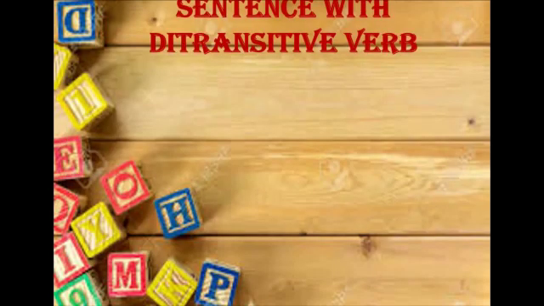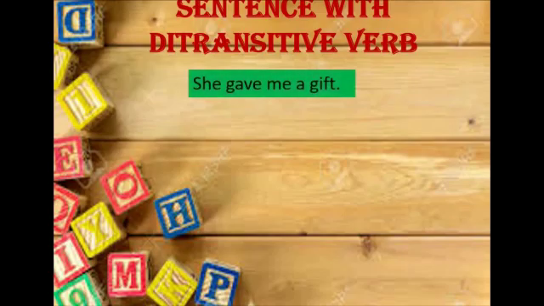Okay, now let's discuss sentences with a ditransitive verb. Ditransitive means a verb which takes two objects, a direct object and an indirect object. For example, she gave me a gift. She gave what? She gave a gift, direct object. To whom? To me. So, indirect object. So, there are two objects. So, let's see how to change this.